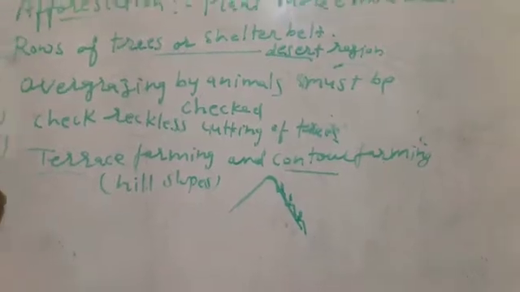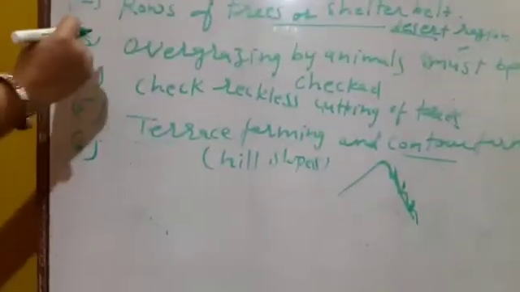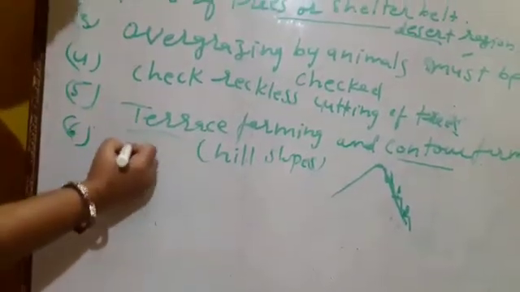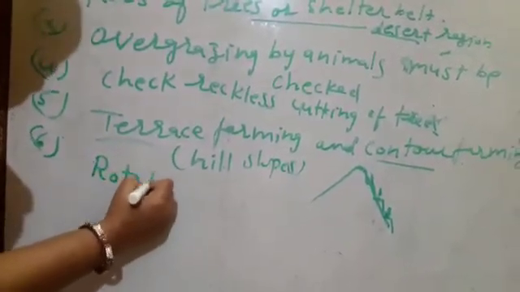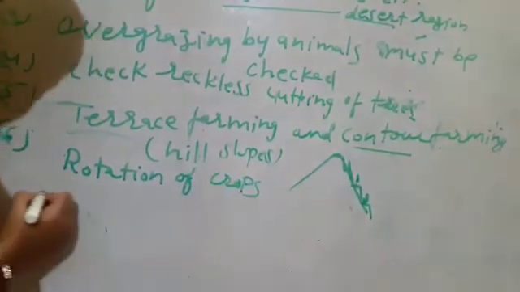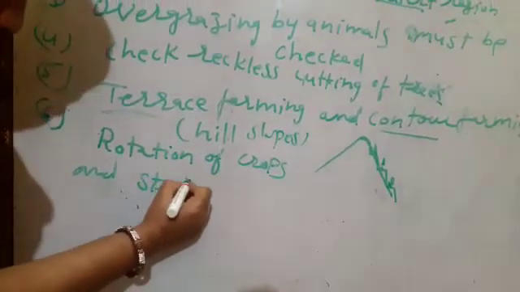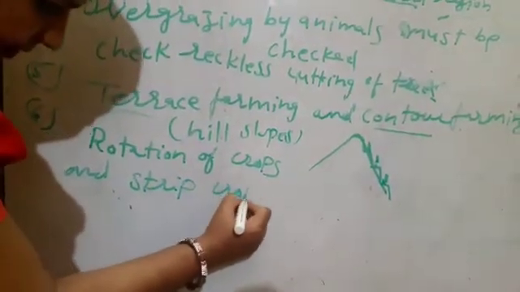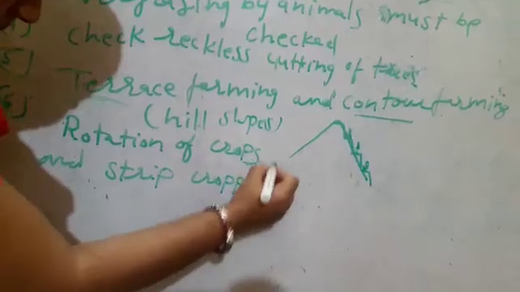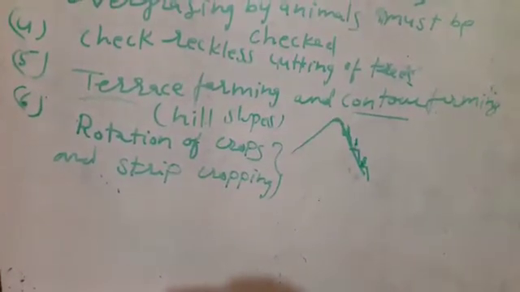Next one, some scientific methods should be used for soil conservation. For example, rotation of crops and strip cropping. This scientific method should be used in farming.